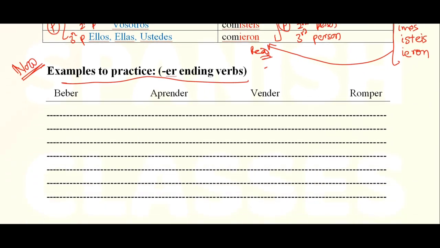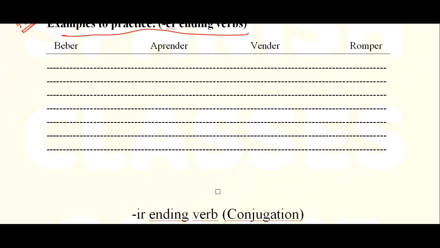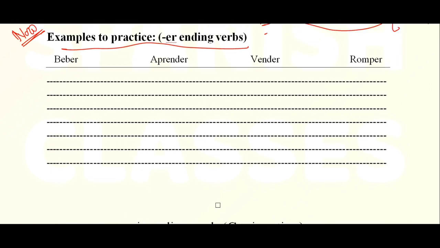And the process will remain the same. What is the process? We have to drop ER and add suffixes respectively. And for each, we have to write the root word six times. Drop ER from beber. Beber means to drink. The root word is beb. Beb, six times we'll write. Again, beb, beb. Suffixes are e, iste, ió, imos, isteis, ieron. We'll write in blue.